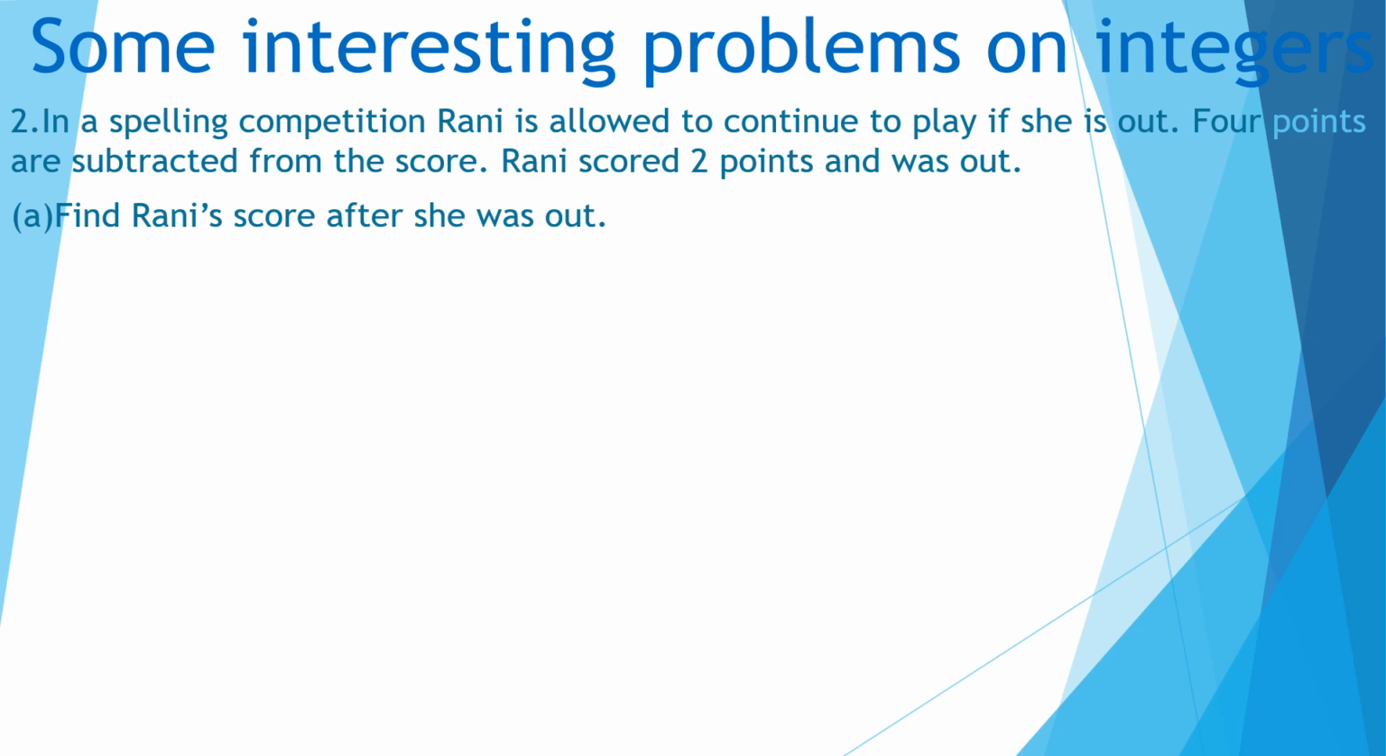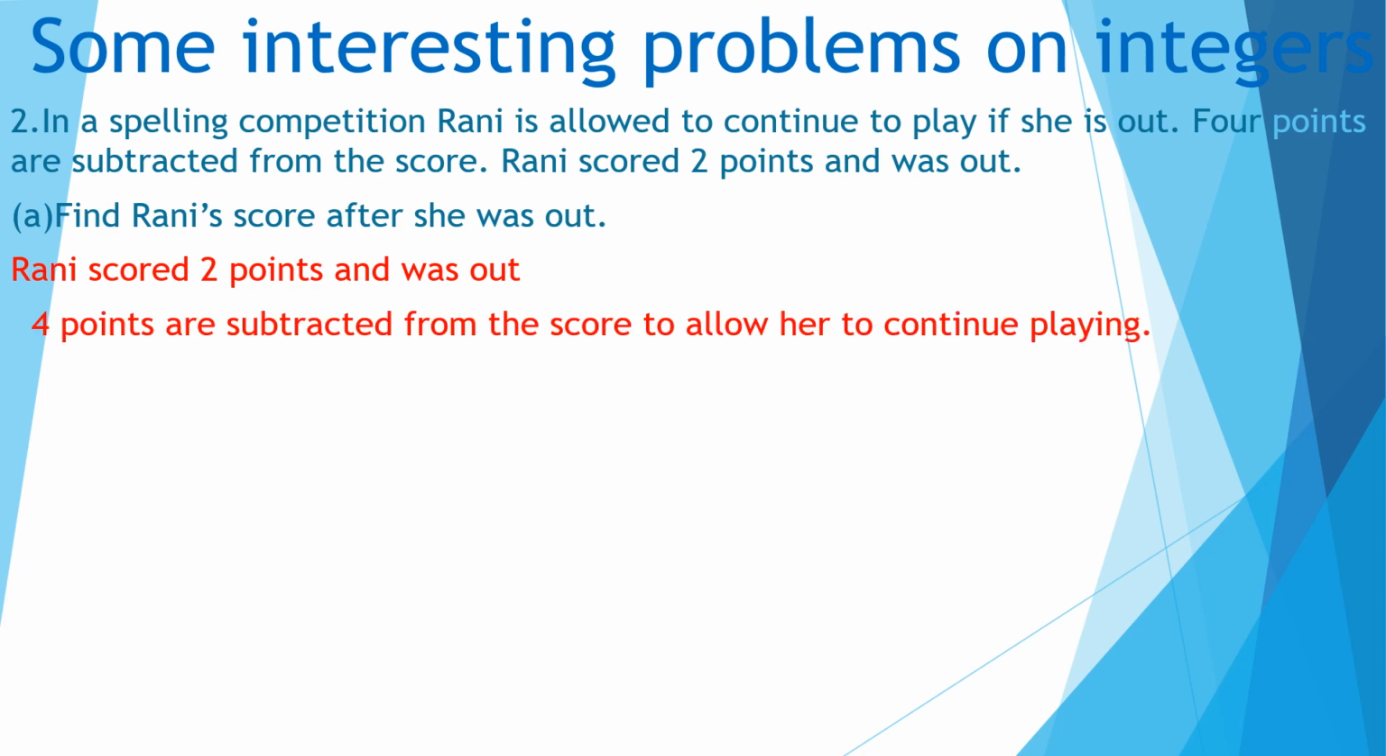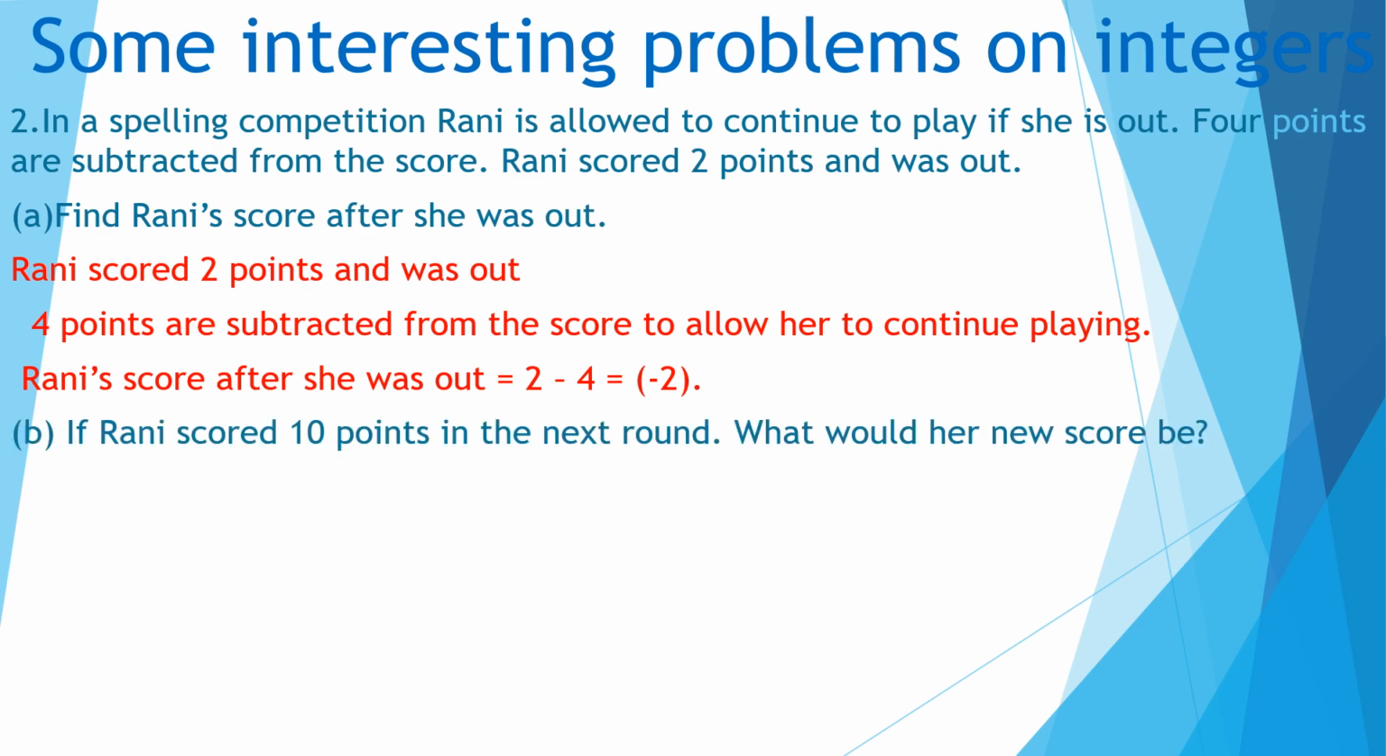In a spelling competition, Rani is allowed to continue to play if she is out. 4 points are subtracted from the score. Rani scored 2 points and was out. Find Rani's score after she was out. Rani scored 2 points and was out. So now 4 points have to be subtracted from her score to allow her to continue playing. So Rani's score after she was out is 2 minus 4 equal to -2.